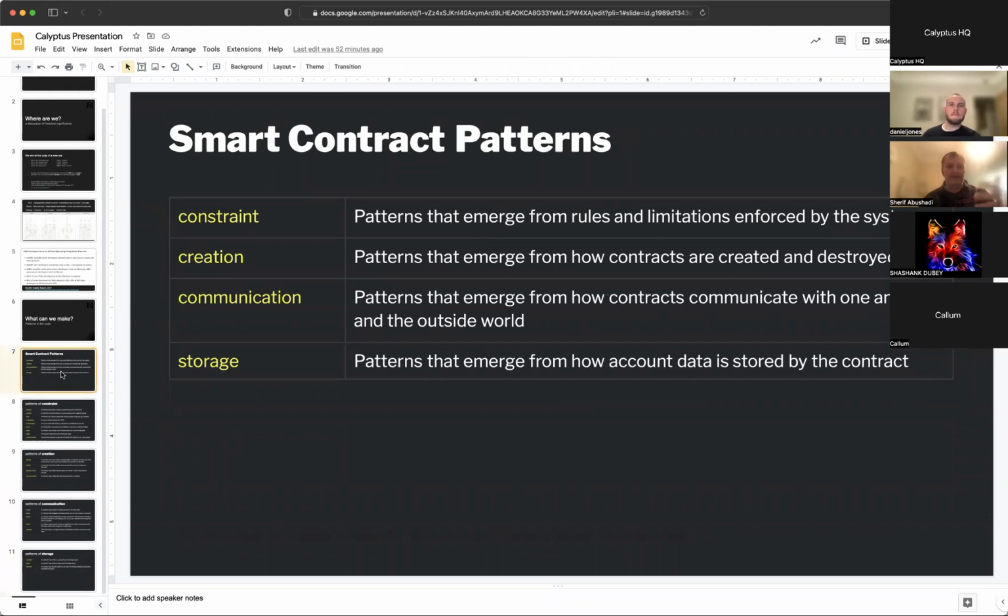So those are the four patterns that I hope to get into your head today, and then we'll talk about a couple of these things as we move along. Again, if you have any questions, feel free to interrupt.